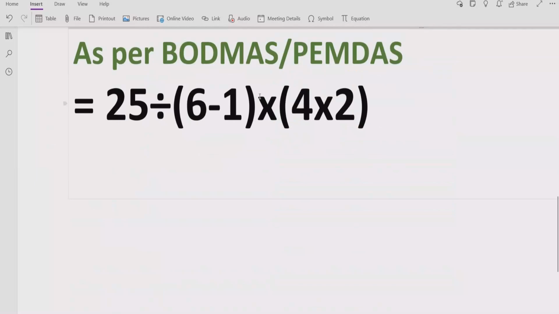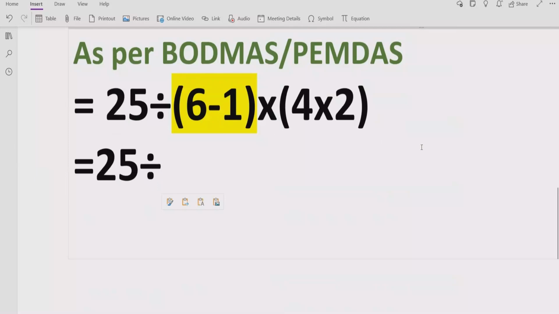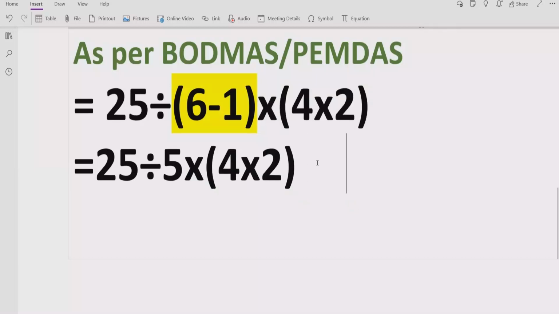So, as per rule, we have to solve the bracket first. Here we have two brackets. One is this one, another one is this one. First of all, I'm solving the first one. I'm writing the other part as it is. So 5 divided by 6 minus 1, and this part I'm writing as it is. Actually, I'm following each step in each line. So 6 minus 1 equals 5.